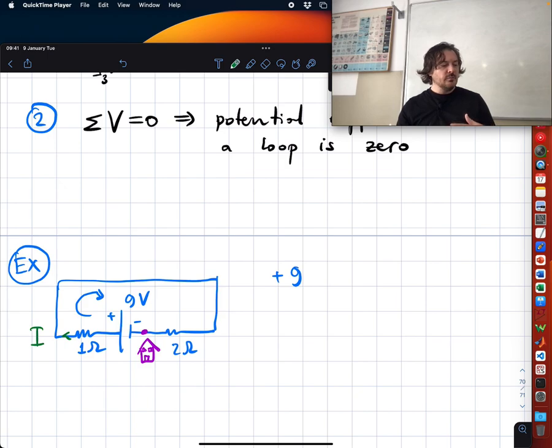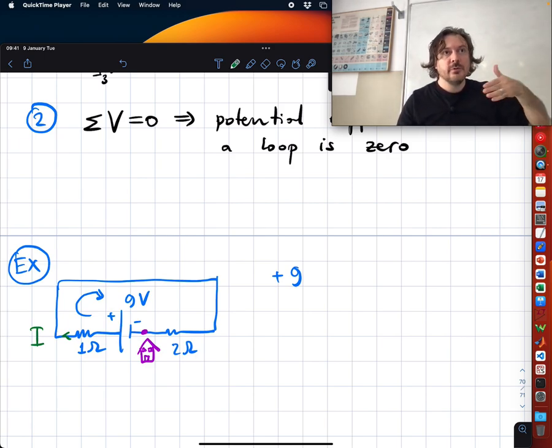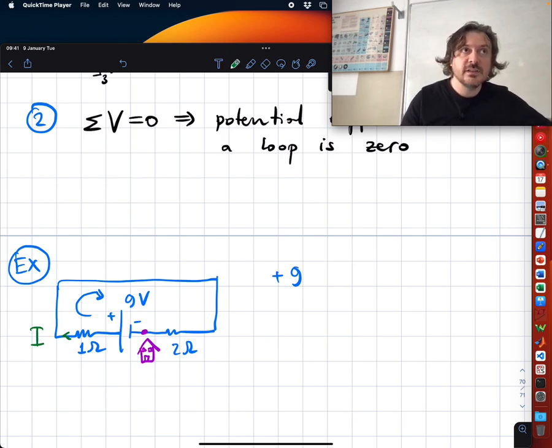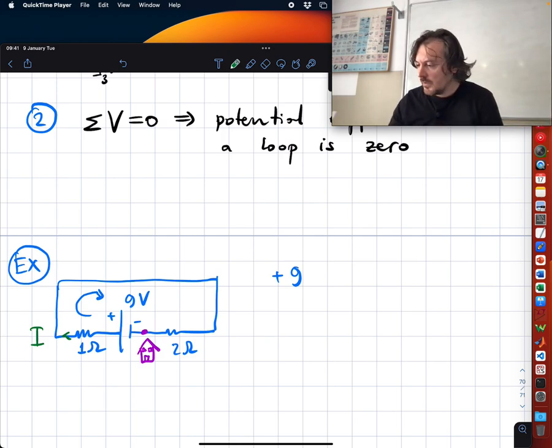When the current moves away from us, it means that where we are going is lower than where we are. That's why it's flowing that way. Do you understand? So the potential is decreasing. Then I take minus I times R, which is minus I times 1.